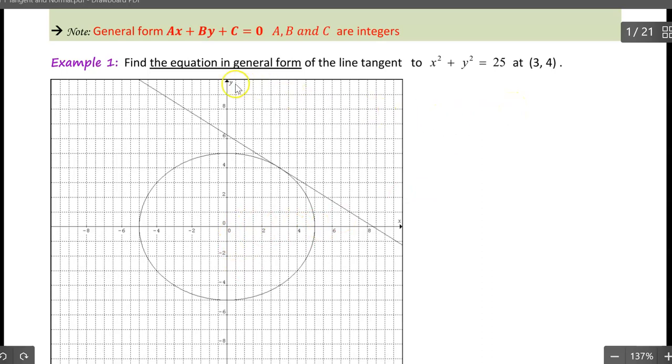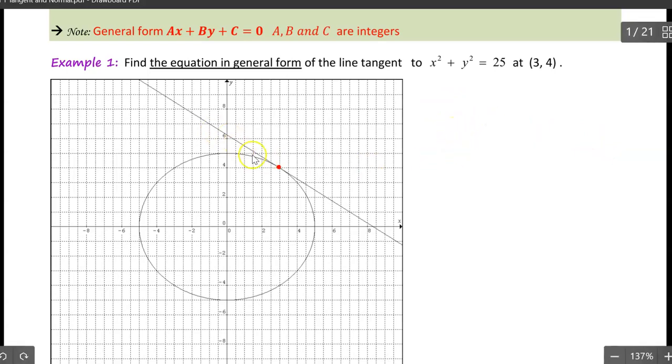And to find the equation of the tangent, the point given to us is (3, 4). I just want to point out to everyone where that point is. That point should be right here. From 3 I go over, and from 4 I go up. I meet at this point. So right there is my given point (3, 4).